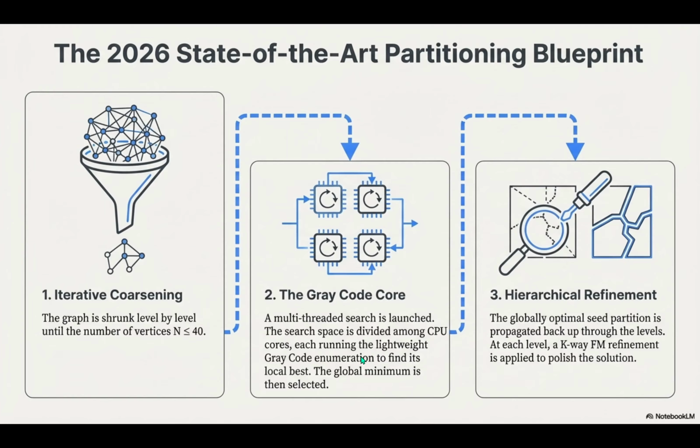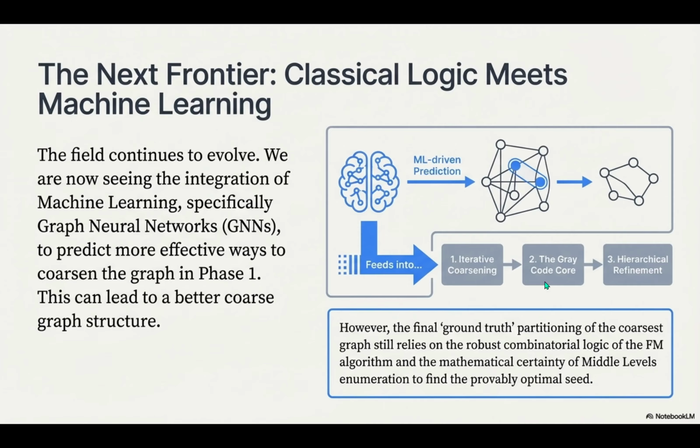And then step 3, hierarchical refinement. You take that perfect seed and you propagate it back up through the levels. As you uncoarsen, you apply that lightning-fast linear time FM algorithm to polish the boundaries at each stage. So the quality of the final 30 billion transistor design is basically guaranteed by the mathematical certainty of that initial gray code search. It is. The whole thing rests on finding that provably optimal starting point.